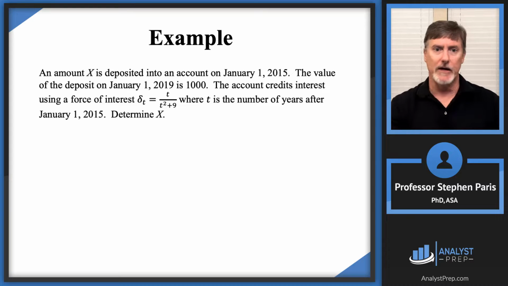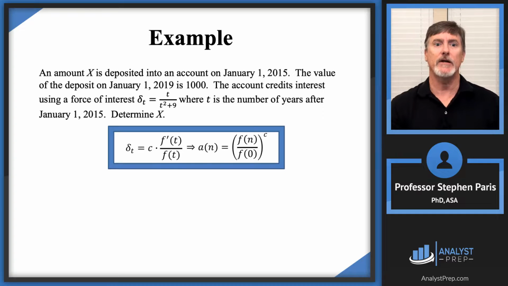I automatically look at it and think, okay, this is going to be a special case. I take the denominator and I say that's going to be my function f, and then if I have to tweak the rest of it, I do in order to put it in this form. If I can write delta t as this constant c times f prime of t over f of t, then I get this nice little formula for a of n, the accumulation function evaluated at time n.